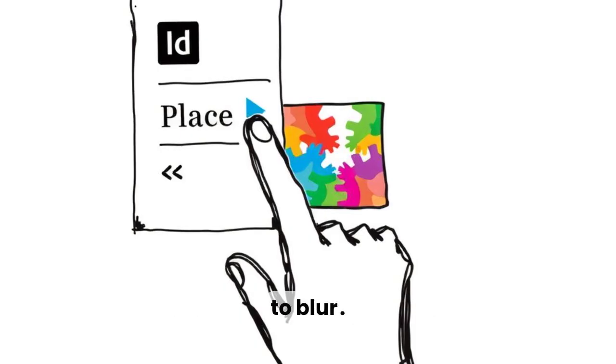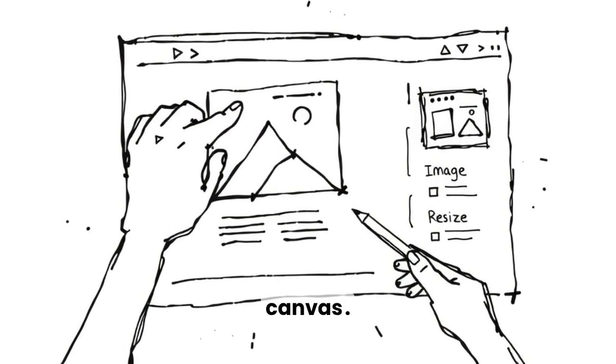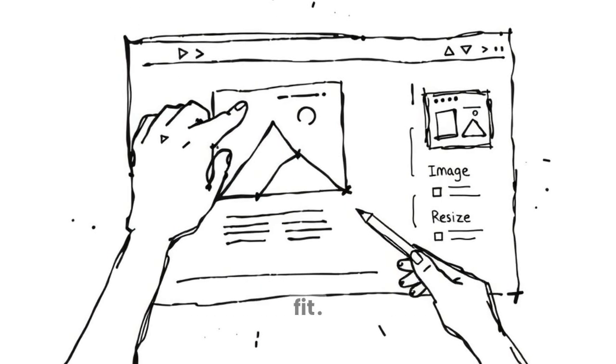Select the photo you want to blur. Position the image on your canvas. Resize it for the perfect fit.